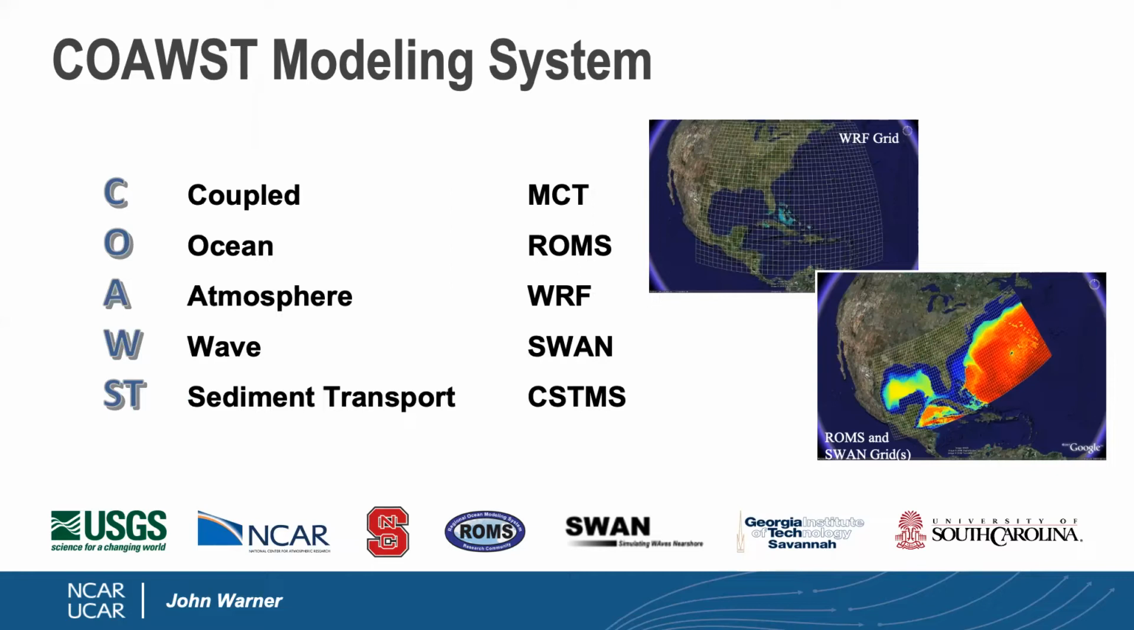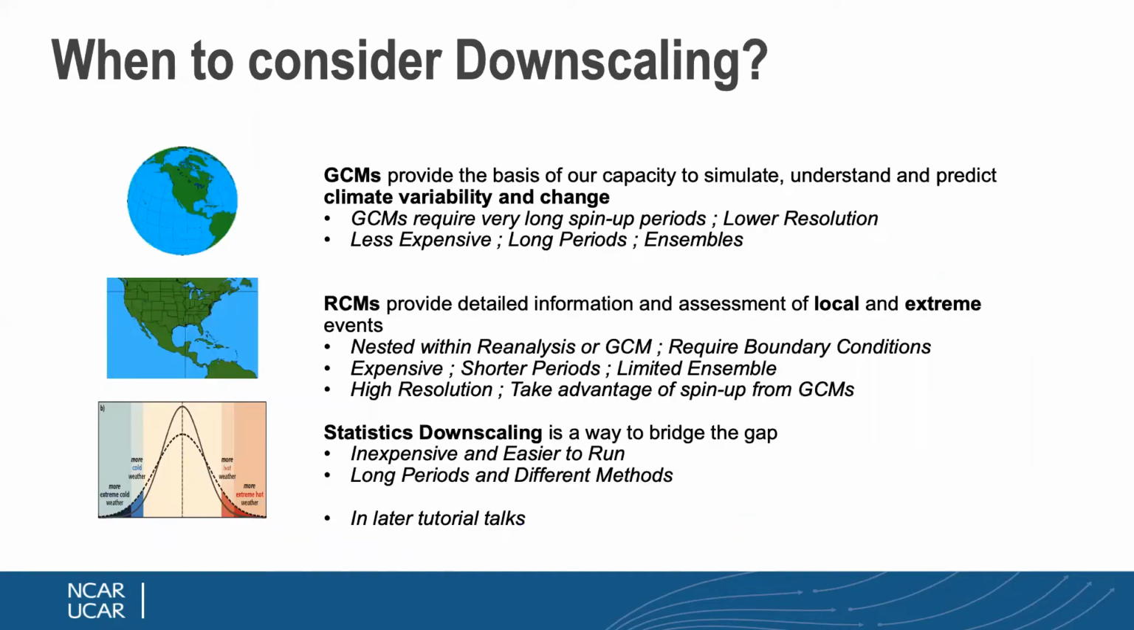In the next couple of slides, we are going to look at the strengths of different modeling approaches and when to consider downscaling. So we have talked about GCMs and RCMs. GCMs provide the basis for understanding and predicting climate variability and change. They do require long spin-up periods, and they typically have very low resolution. They are not that expensive to run, therefore they are typically run over very long periods of time, out to centuries, and a lot of them also have ensembles, making it a very rich data source.